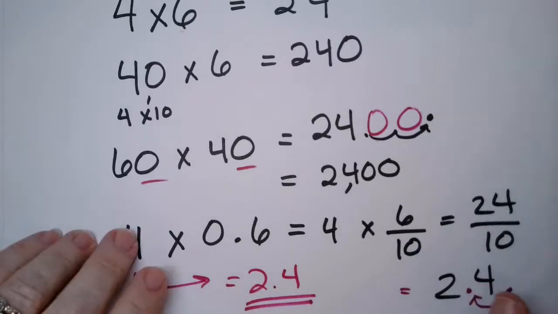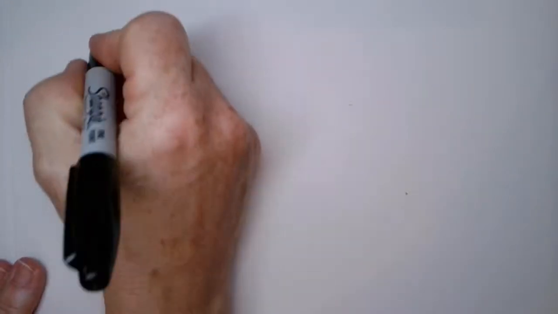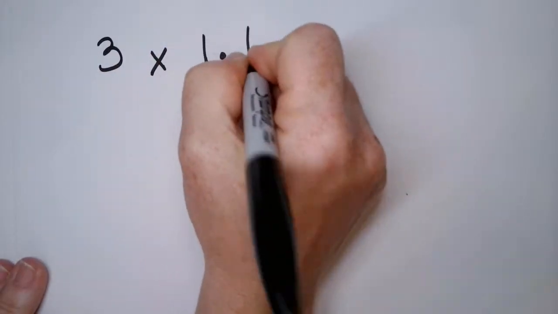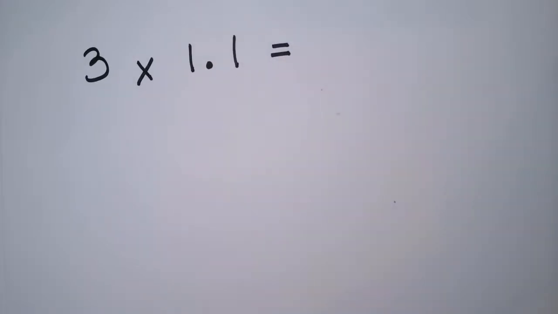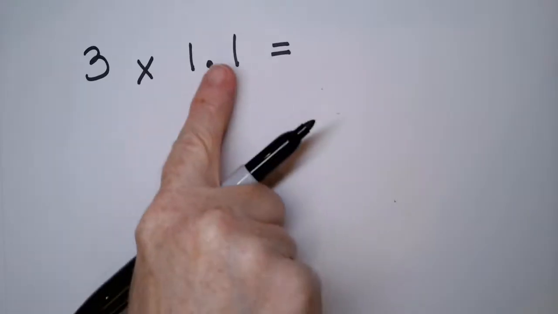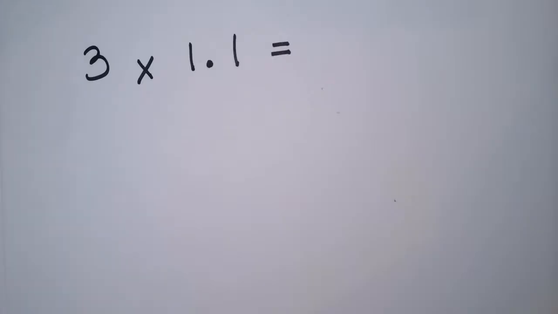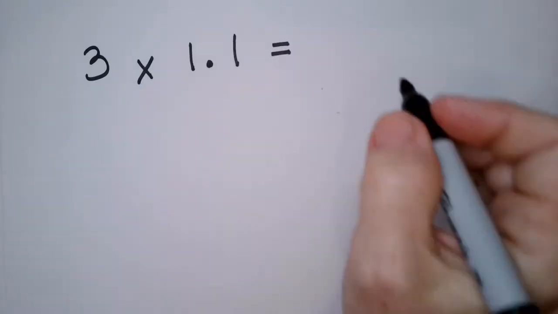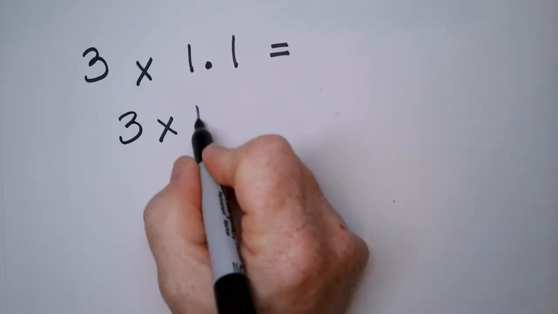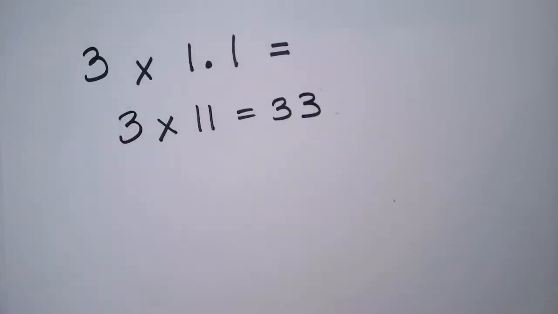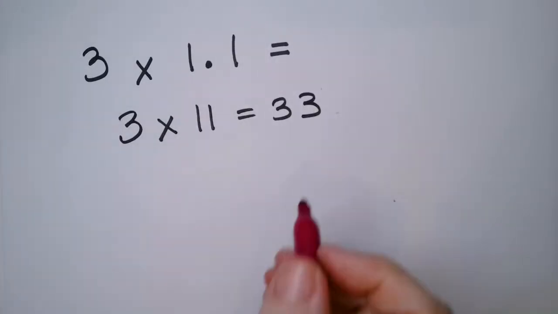Good. Okay, now I want you to do some. Here we go. 3 times 1.1. Just shout out the answer when you know it. 3 times 1.1. You're going to do 3 times 11 first. Yep, your first step is to do the whole numbers, so ignore this, and then you figure out where that pesky little decimal point goes. Okay, so 3 times 11 is 33.